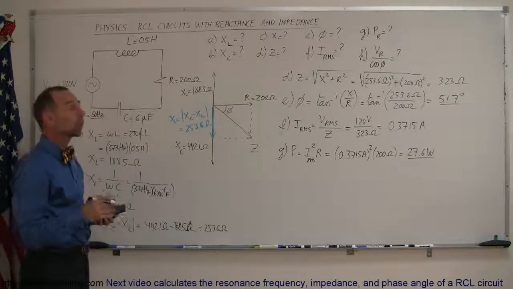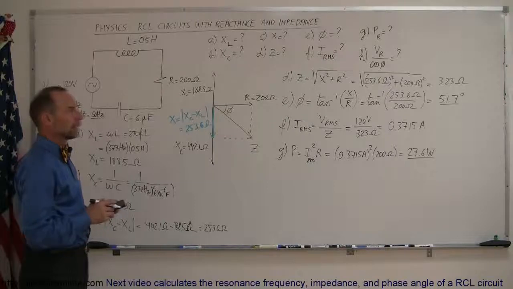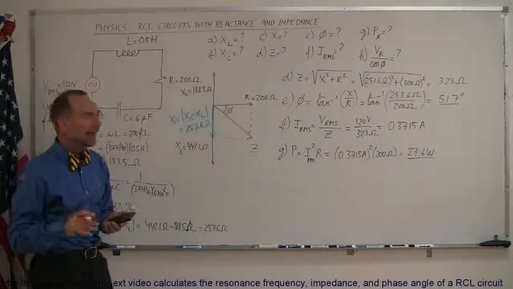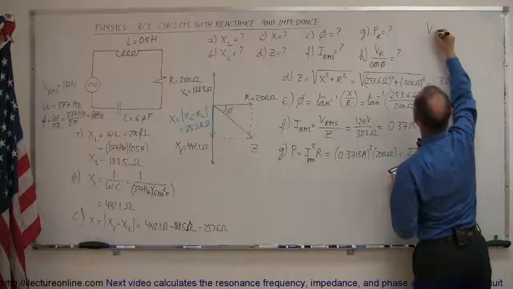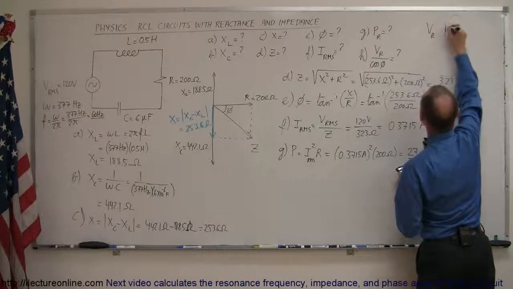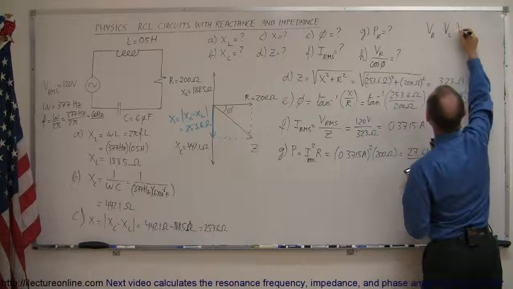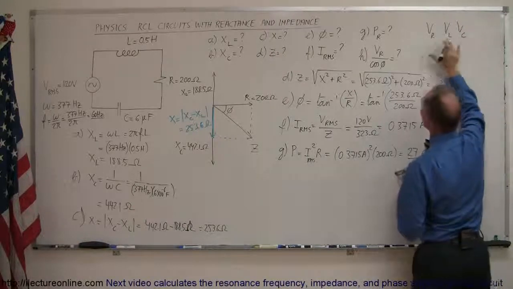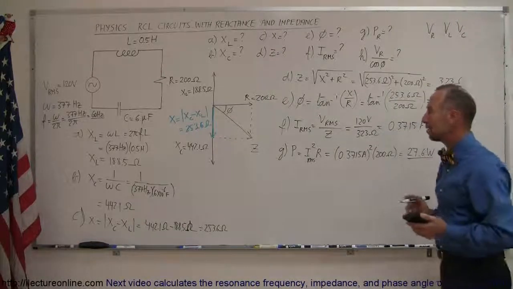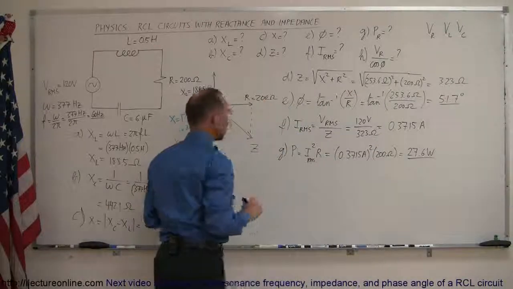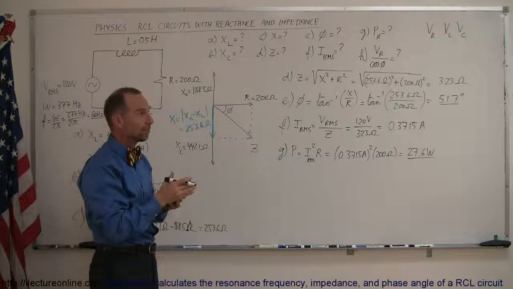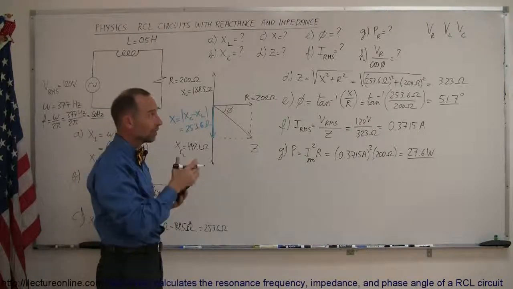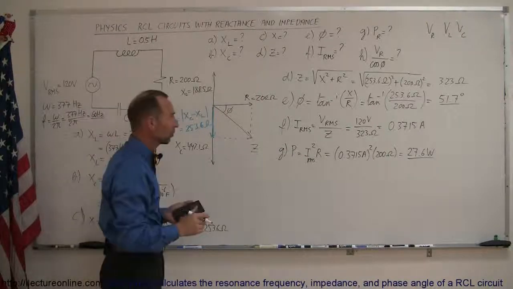Okay, now we have one more thing to do. What I'm going to ask you to do also is to find the voltage drop across the resistor, the voltage drop across the inductor, and the voltage drop across the capacitor. Let's do that first before we answer part H. So, the voltage drop across any device is the current through the circuit times the resistance. Now, of course, in the case of the inductor and the capacitor, that will be the reactance.